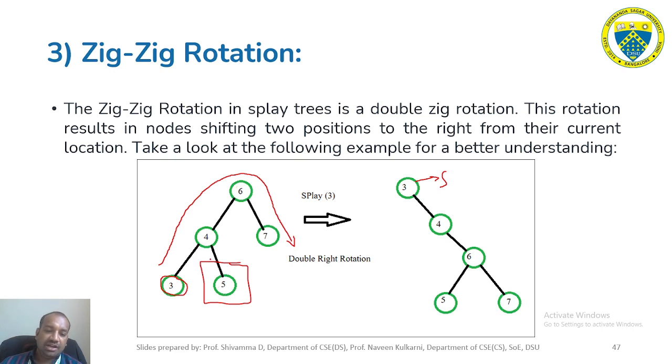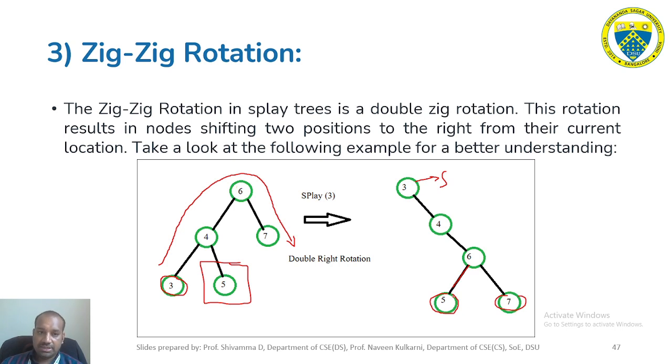What about this inner node? Here it is the right child. If it is a right child, how should it become? It should become the left child of the leaf's before node. What is the leaf node? Leaf node is 7. The before node is 6. To the left side of 6 you will put it. So this is what we call a zigzag rotation.